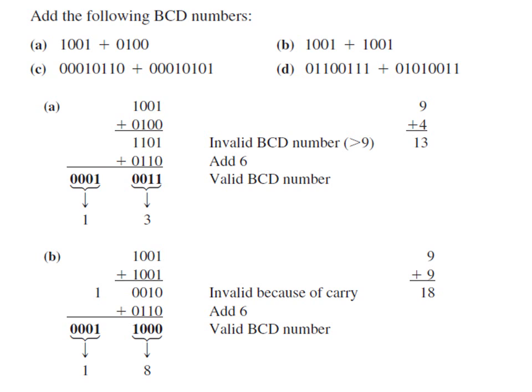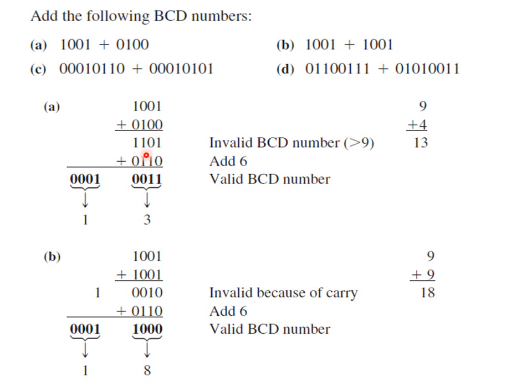BCD addition. In BCD addition, the maximum symbol to be accepted is 9. If it is greater than 9, then 6 is added. For example, here 1001 plus 0100, that means 9 plus 4, that is 13. In binary, 13 is represented as 1101. 13 is not accepted in BCD code, so 6 is added, that is 0110 is added.